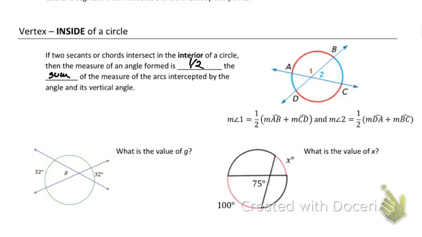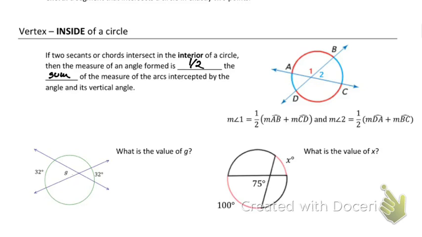So if we look at number 2, if I needed to get the measure of angle 2, I would find BC, add it to AD, and then divide by 2. If I needed to get 1, I would do AB plus DC, and then divide that value by 2, and that would give me 1. It also gave me these because they're vertical angles, so it gets you both of those top and bottom angles. So that is your formula for if they intersect inside a circle.